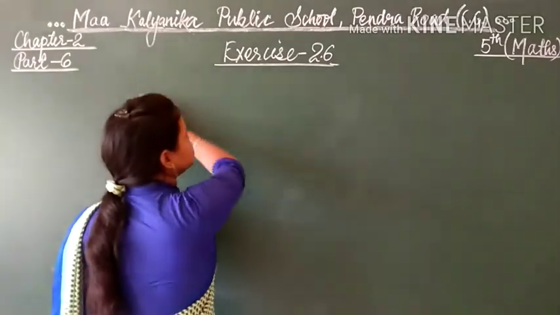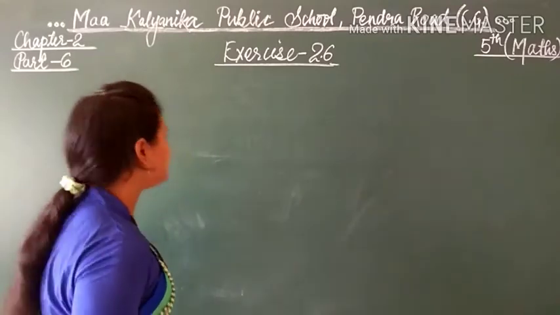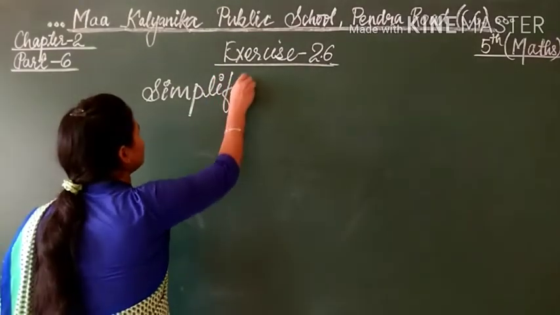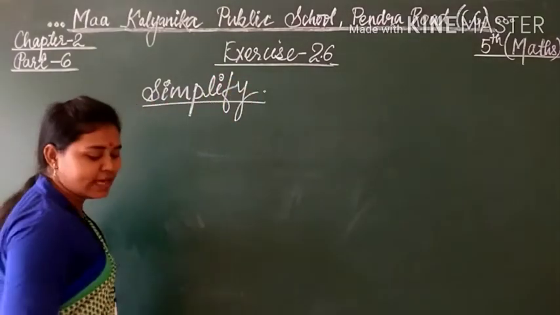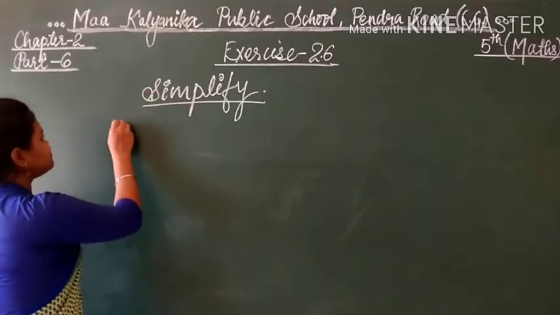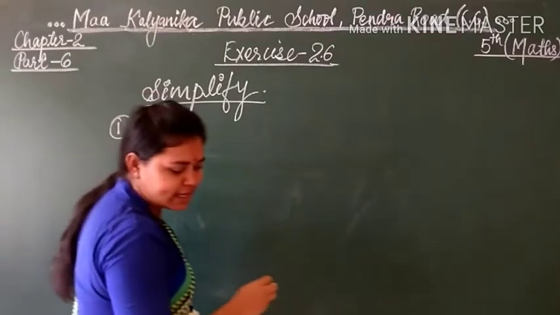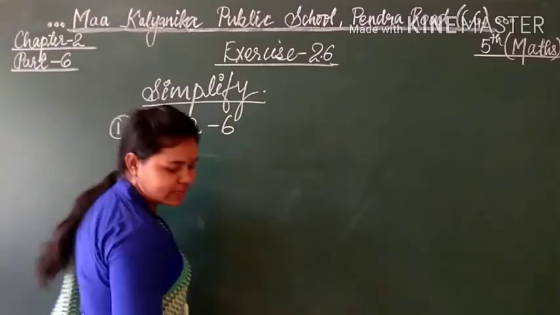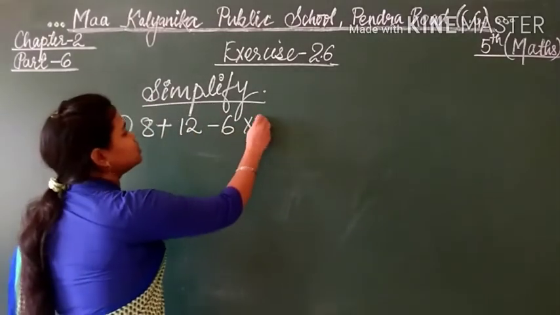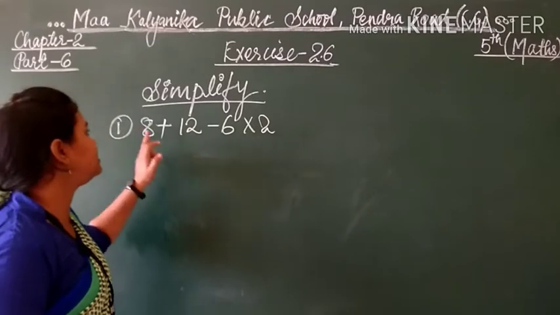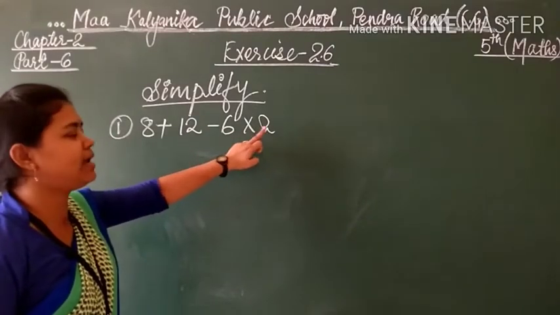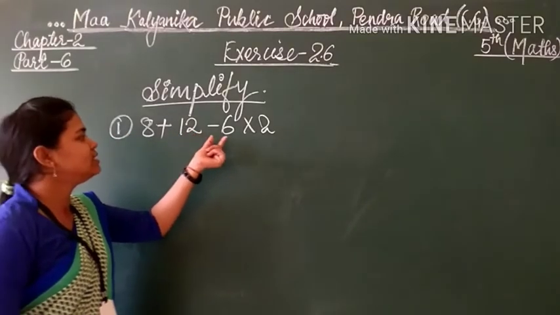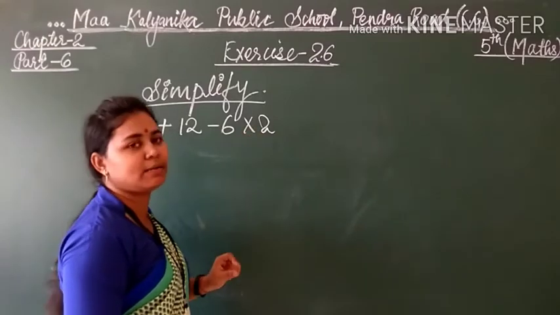So now following this rule we will solve question number 1, that is, simplify. Simplification is there. So question number 1 is given, students: 8 plus 12 minus 6 multiplied by 2. So students, this is the question given. 8 plus 12 minus 6 multiplied by 2 means 8 is plus 8, 12 is plus 12, 6 is minus 6 and 2 is multiplied by 2.